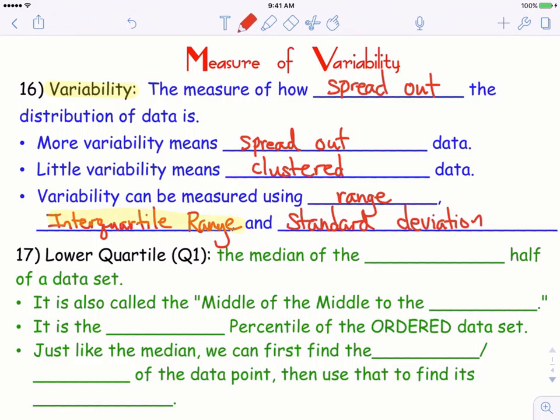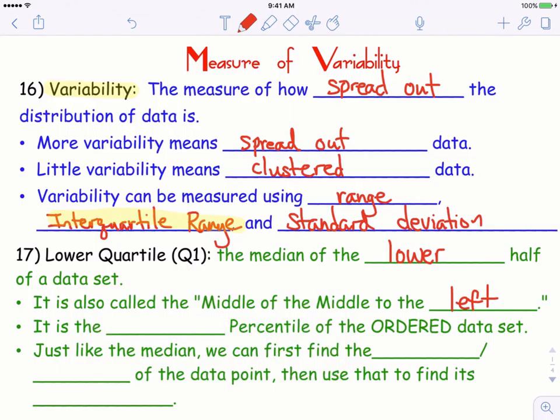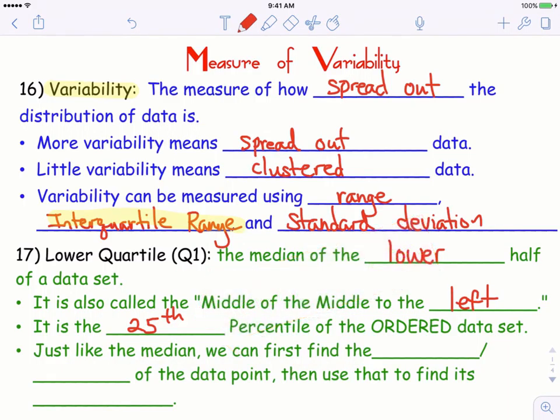Now, the lower quartile, which can be abbreviated to Q1, is the median of the lower half of a dataset. It is also called the middle of the middle to the left because finding the lower quartile is basically separating the data in half, then finding the median within the half set of data. Q1 is also referred to as the 25th percentile of the ordered data set because half of half is a fourth, which is 25%. Just like the median, we can find the location or position of the data point first and then use that to find the value.